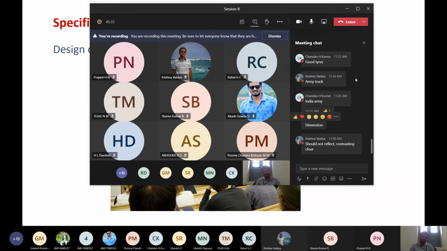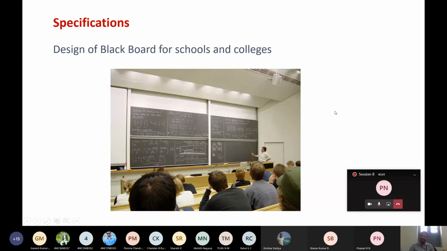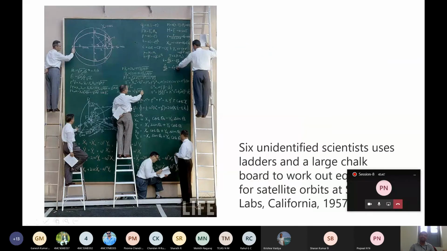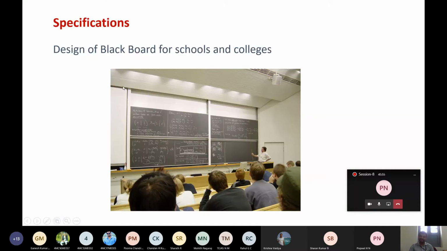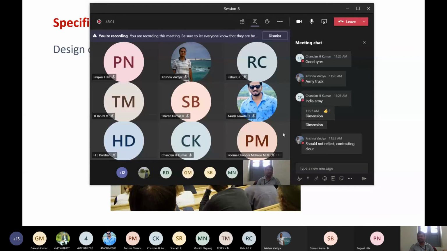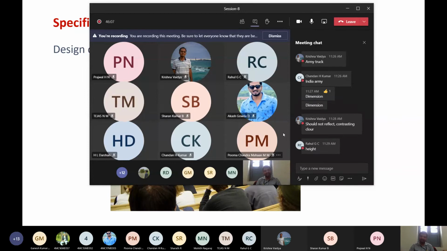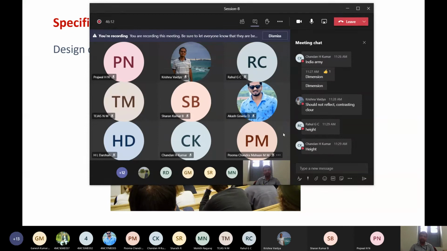Then you are leaving out another very important aspect. You can understand what you left out by looking at this. If you design a blackboard like this, what is the problem? What is the problem with that image? What are they doing? They are using a ladder. Height. So that means maximum reach and minimum reach. That also you have to consider.